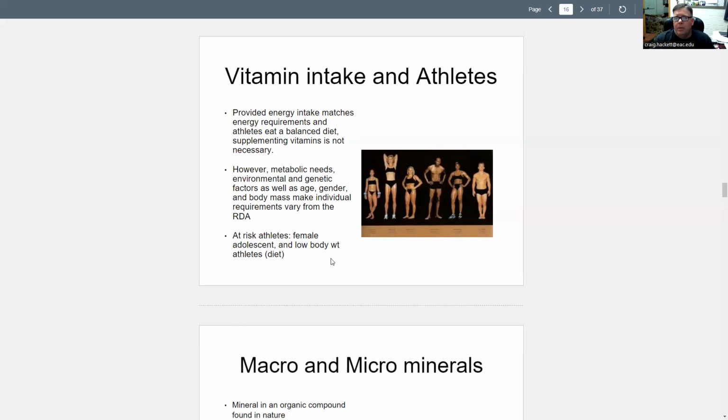So I want you to look at the 3rd bullet. These are your at-risk athletes, and we're going to add to this list female adolescents with low body weight. Typically, they turn out to be our gymnasts, our long-distance runners. There's a word that I want you to kind of remember, and we'll get to it again later, called amenorrhea, and that's when females miss 3 periods in a row, their menstrual cycle 3 times in a row, 3 months in a row.